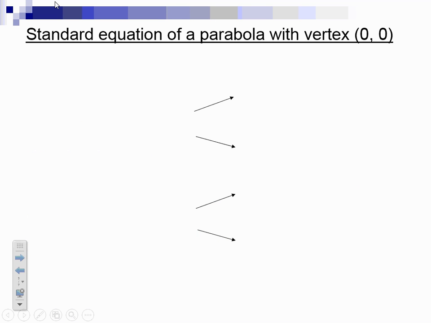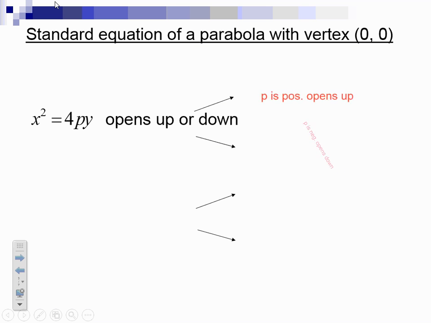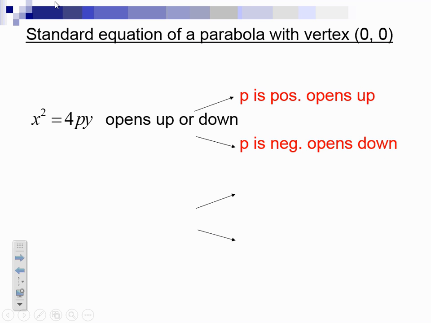Next, in standard form, the equation of a parabola has its vertex at 0, 0. So everything today, our vertex is going to be at 0, 0. Now, if we have an equation that looks like this, x squared equals 4py, our parabola is either going to open up or down. So if p is positive, it's going to open up. If it's negative, it's going to open down.